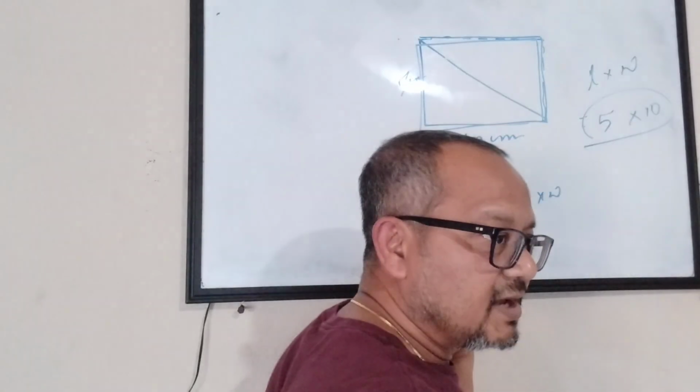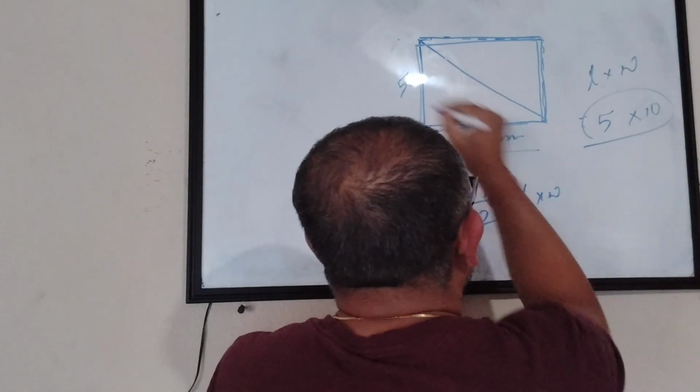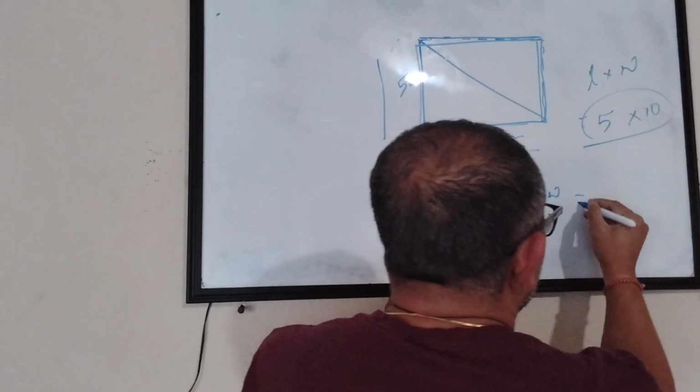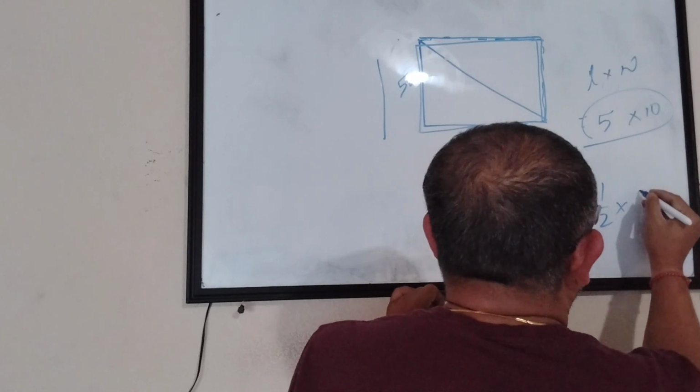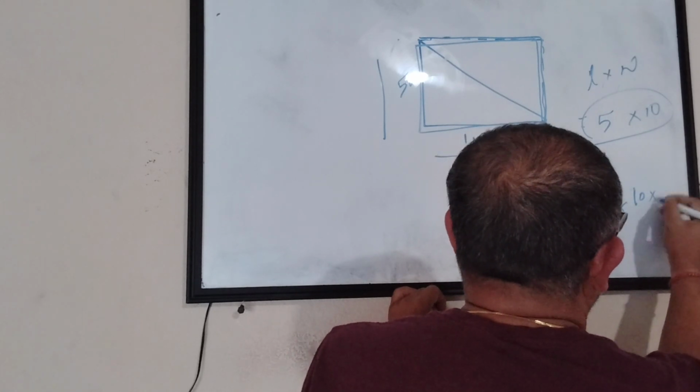Half times length times width. So half into length is, let's say, 10 centimeters, and width is 5 centimeters.